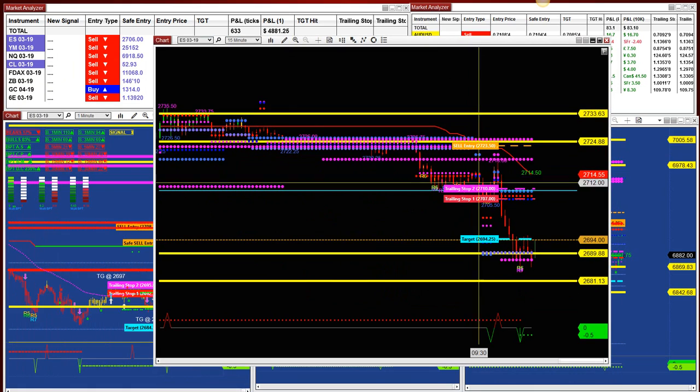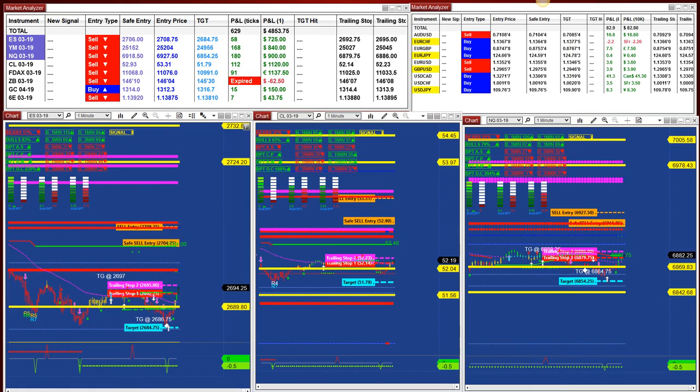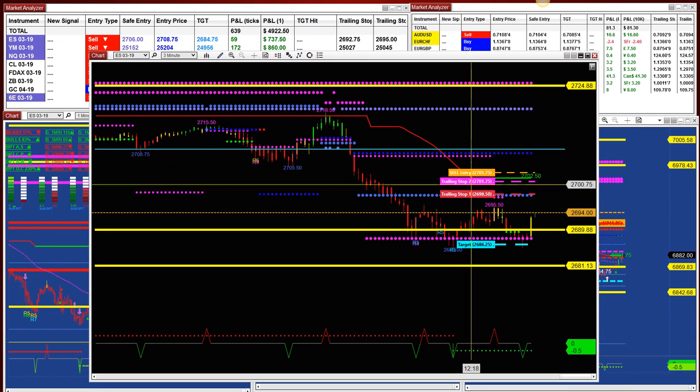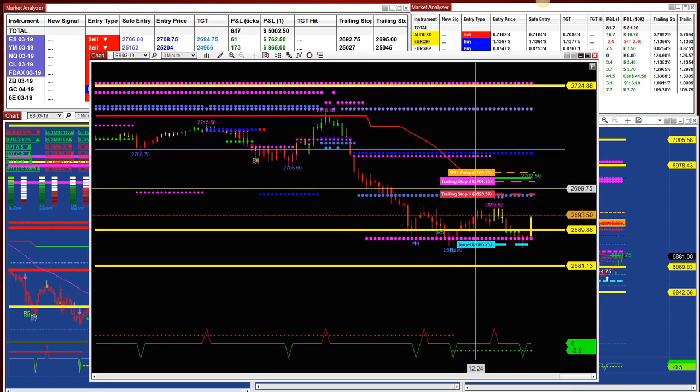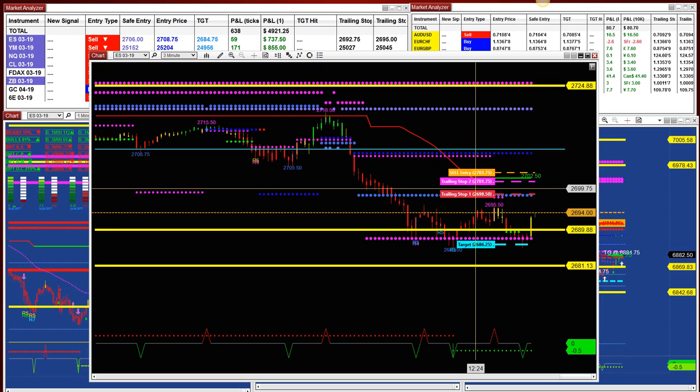You can have the entry, exit. This is a 15 minutes, but here we are using 1 minute. Or if you wanted to use the 3 minutes, you are very welcome to use the 3 minutes. But normally we use in the room the 1 minute. The market analyzer is based on 1 minute and one lot only.